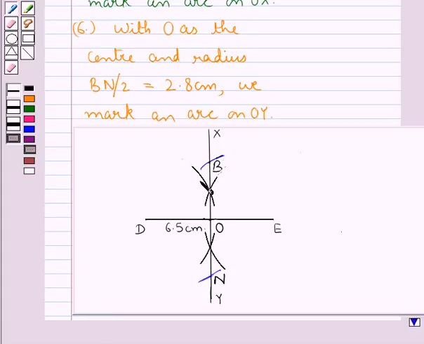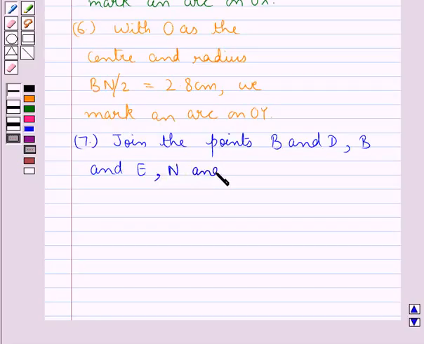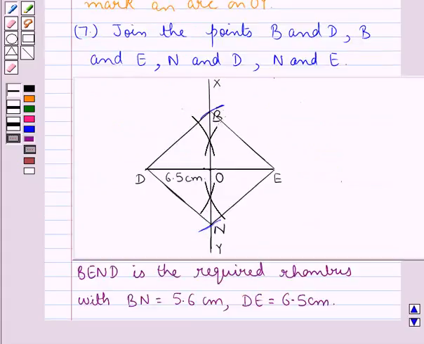Now we join the points B and D, B and E, D and N, and E and N, so as to obtain the rhombus BEND. So now in the next step, we join the points B and D, B and E, N and D, and N and E. So as you can see, we have joined the points B and D, B and E, N and D, and N and E. So BEND is the required rhombus, where BN is 5.6 centimeters and DE is 6.5 centimeters.